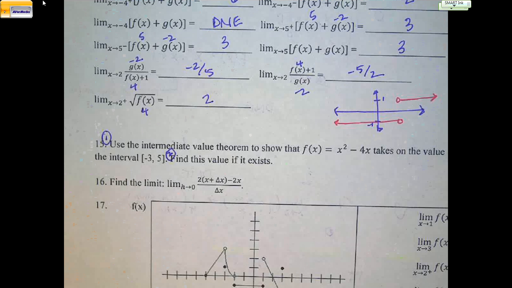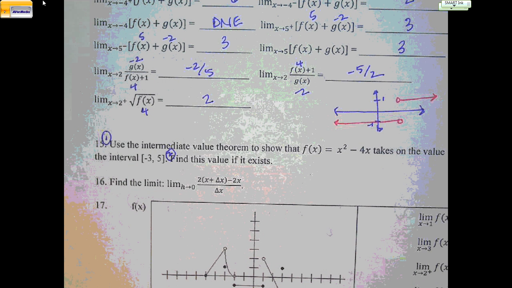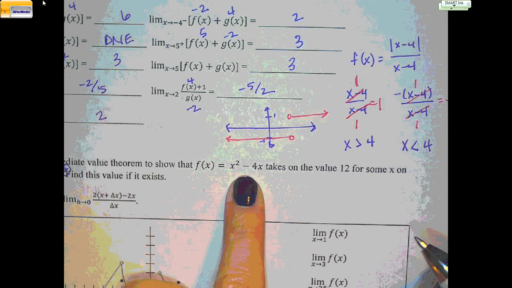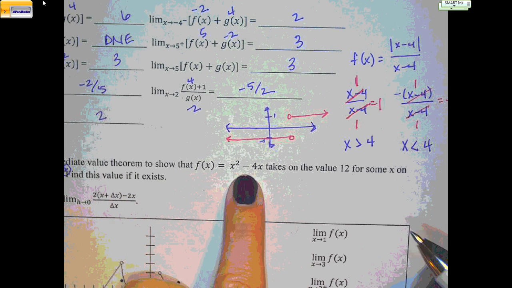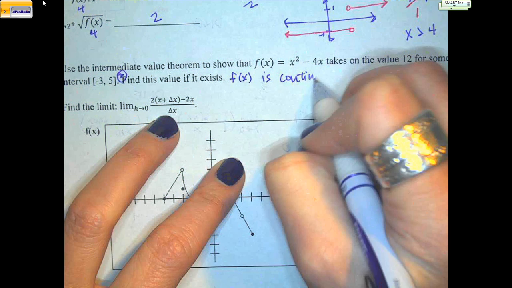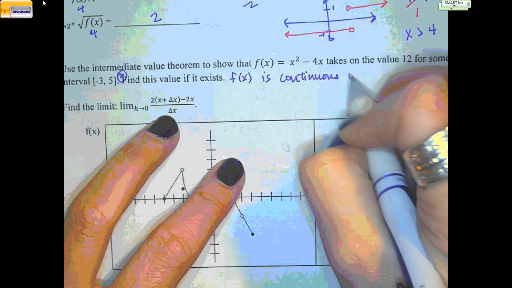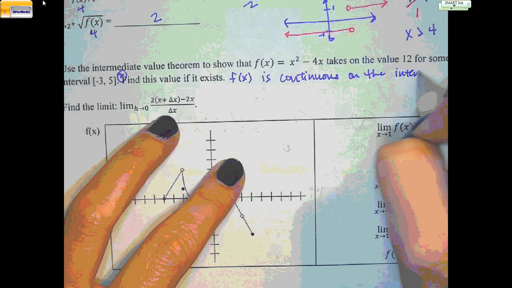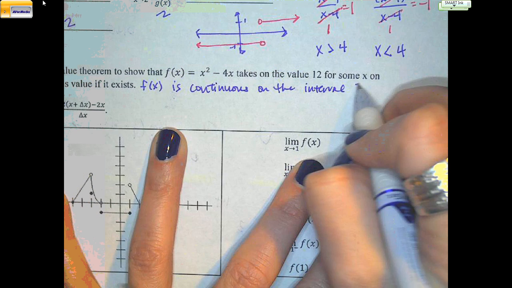The first one lets you use the intermediate value theorem to prove that. Well, there are 2 parts to the intermediate value theorem. What's the first part? Yeah, we need to know if it's continuous. Is this thing continuous all over the place? Yes. So it's definitely continuous on this interval. So your first piece is that you would say f at x is continuous on the interval, or you could say for the x values, negative 3 to 5.